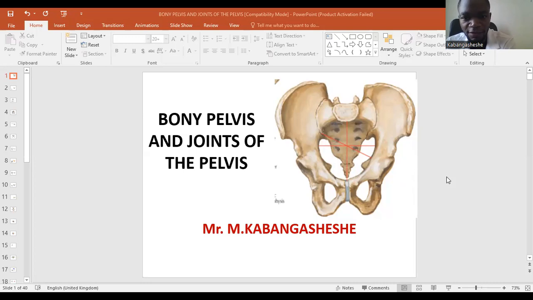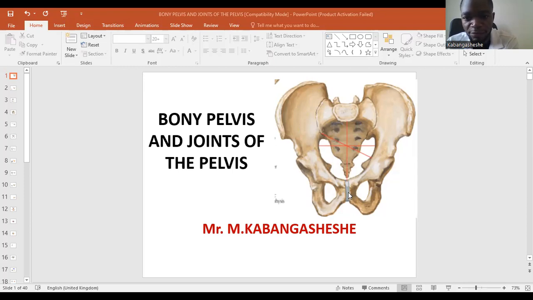So what we have here is a bony pelvis. The bony pelvis is made up of the following bones. We have 4 bones in total. Number 1 is the left and right innominate bones, or what you can call the hip bones. That is hip bone right, hip bone left. The 2 hip bones meet anteriorly here at a joint known as the symphysis pubis.